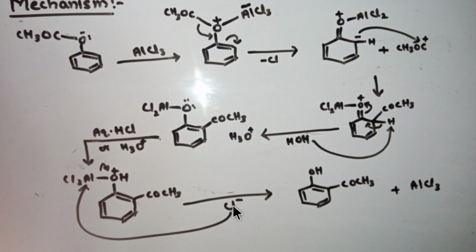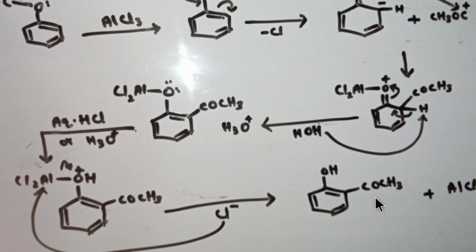So to produce a stable compound, the Cl negative that was lost in the first step will attack once again on the aluminum, and the bond between aluminum and oxygen will break toward oxygen, and oxygen will become neutral, because the electron pair moves toward oxygen, while aluminum will become positive. But this chlorine is negative, so the positive and negative will cancel each other, and it will produce the neutral compound AlCl3. This is called ortho hydroxy acyl phenone, at the ortho position it is hydroxy, ortho hydroxy acyl phenone.